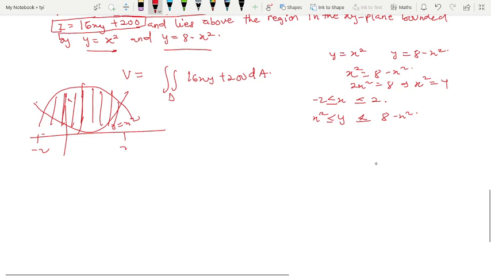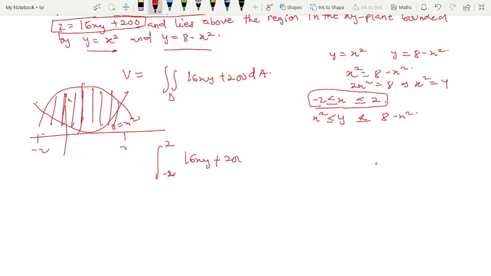So we ask ourselves, which one do you think we should integrate first? Any of them will be possible. But the thing is, x has the integers as its limit. So that one should be the outer. So I'll have the integral from negative 2 to 2 of 16xy plus 200, right? Then I'll have the inner.